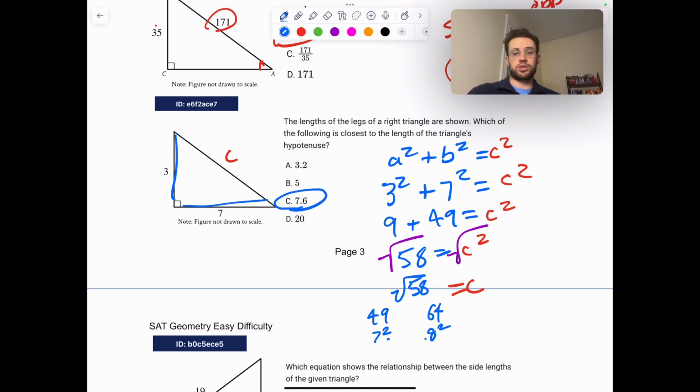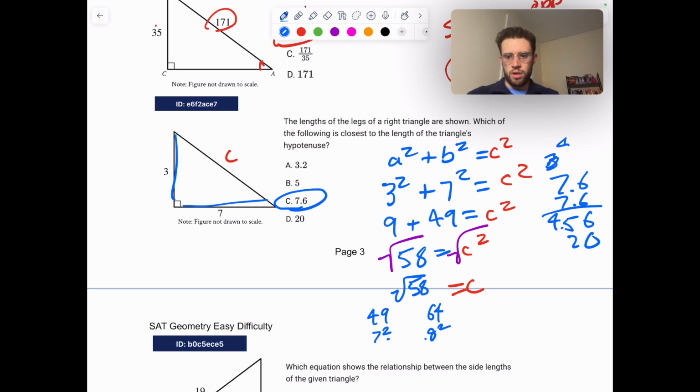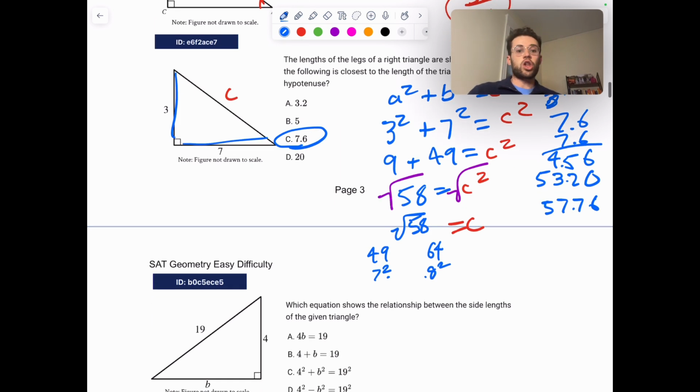is 7.6. If you want to test it out, you could also just write out 7.6 times 7.6, and you'll see that it will be something similar. So 6 times 6 gives us 36. 6 times 7 is 42, so it'd be like that. 7 times 7, 49. Something like that, and then we can just add these together and we get 57.76, which is very close to 58. All right, so 7.6 is the closest of these options.